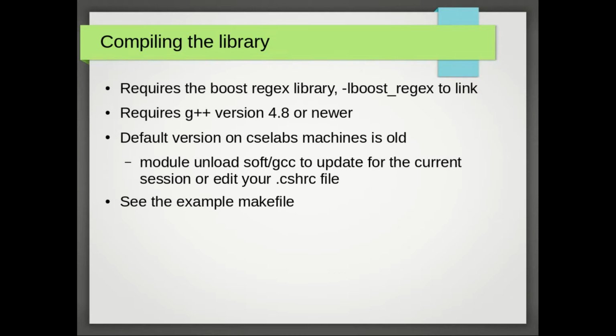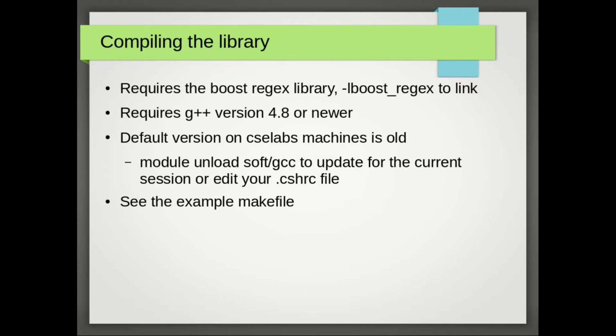There's two ways of doing that. One is you can type module unload /gcc, and that'll just update it for the current session in that terminal. The alternate is in your home directory, there's your .cshrc file, which is basically run whenever the shell initializes, and in there's a line that says module load a whole bunch of stuff, and one of those things is soft/gcc.